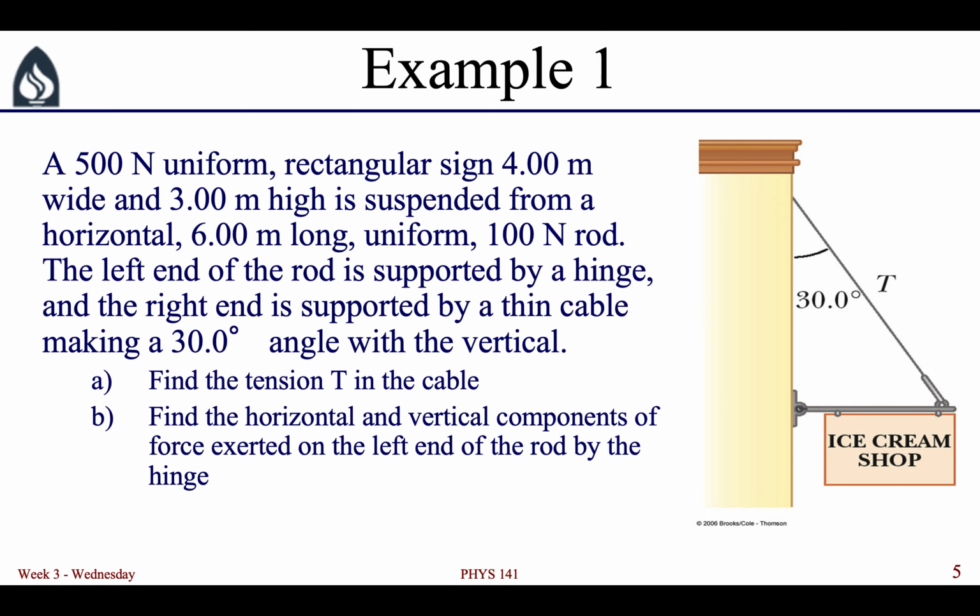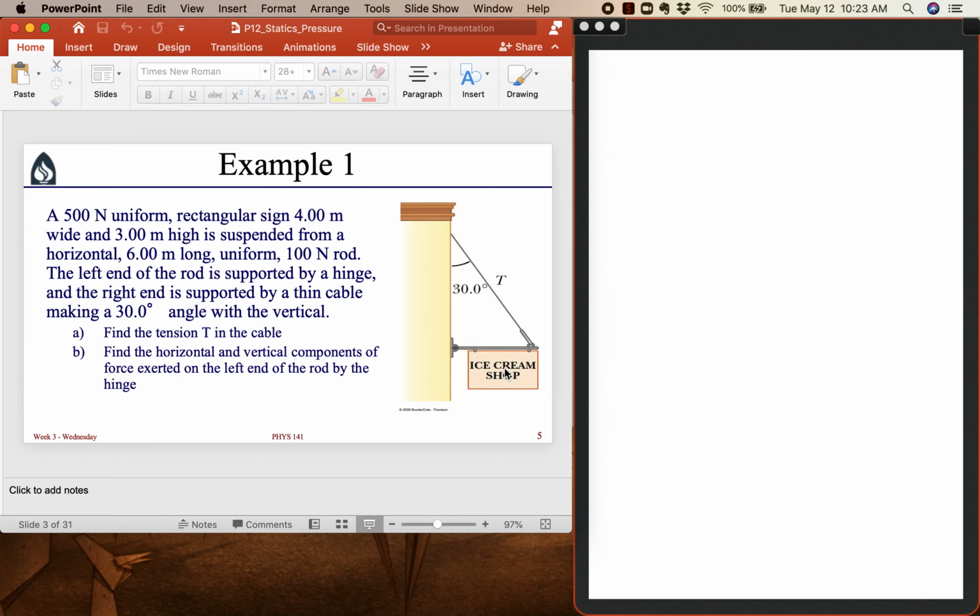So the problem asks us two questions. We need to find the tension in the cable, and then we also need to find the components of the force exerted by the hinge on the left end of the rod. So as before, we need to first draw a picture of this example situation and show all of the forces. So I'm going to draw a picture of the rod. The rod is the thing that could potentially be pivoting if all of the forces did not balance on it.